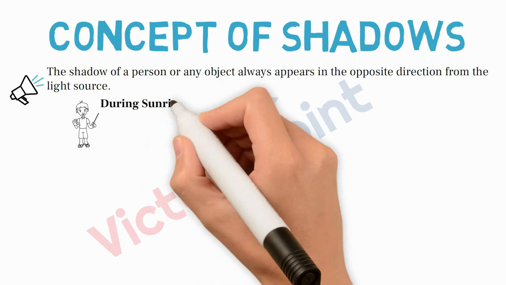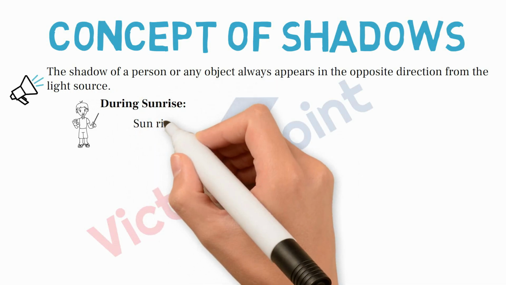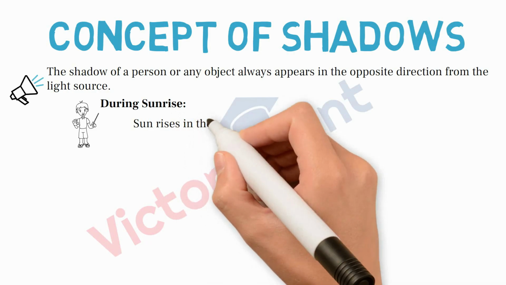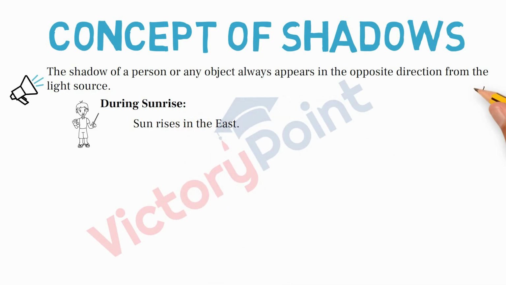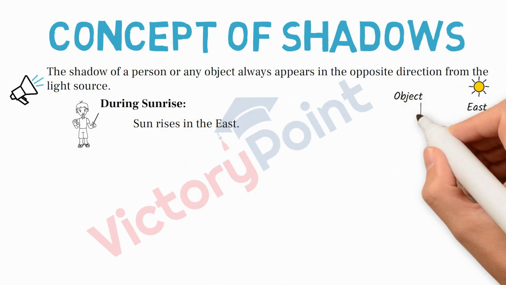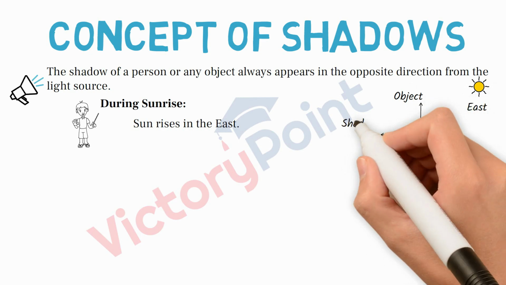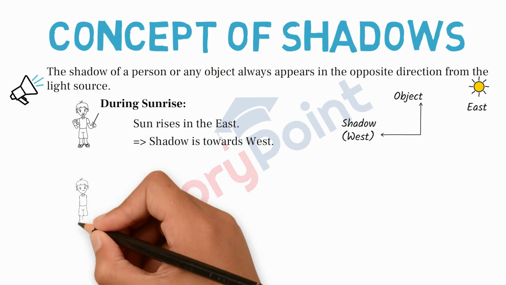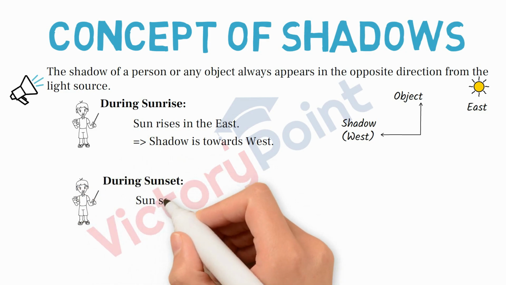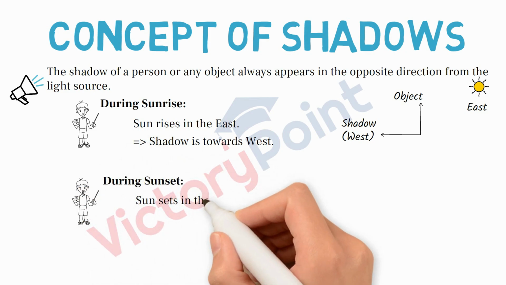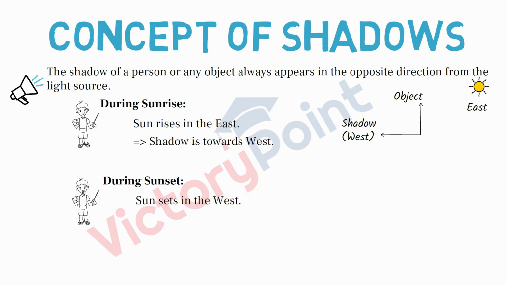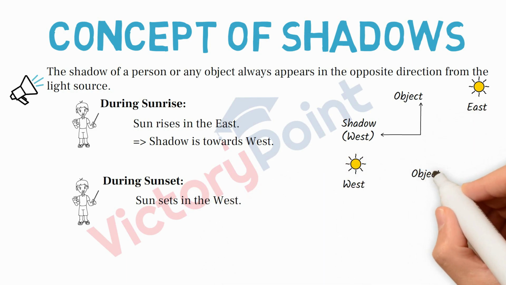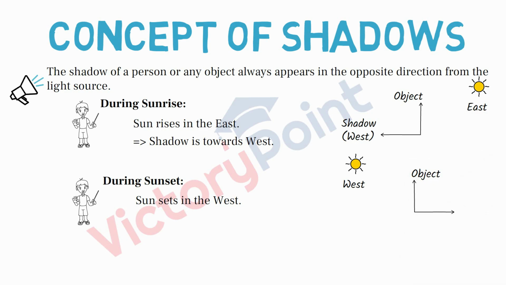Suppose we are talking about sunrise. The sun rises in the east. So now if I take an object, its shadow will be towards west, that is opposite to the direction of sun. Let's take an example of sunset. The sun sets in the west and the shadow will be towards east. So if we have an object, the shadow will be in the opposite direction, that is east.